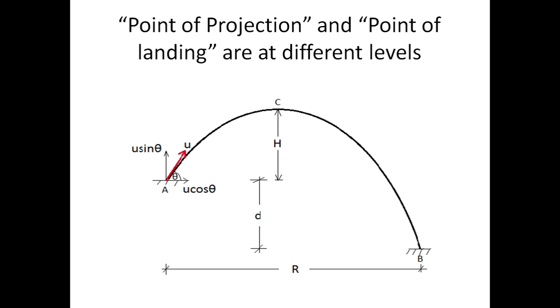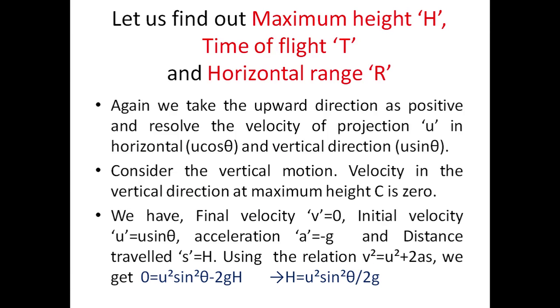We take A as origin and upward direction as positive direction. We resolve velocity of projection U into horizontal component U cos theta and vertical component U sin theta. Now consider the vertical motion. Velocity in the vertical direction at maximum height C is 0. So we have final velocity v equal to 0, initial velocity u equal to u sin theta, acceleration a equal to minus g because g is downward, and distance traveled s equal to h.